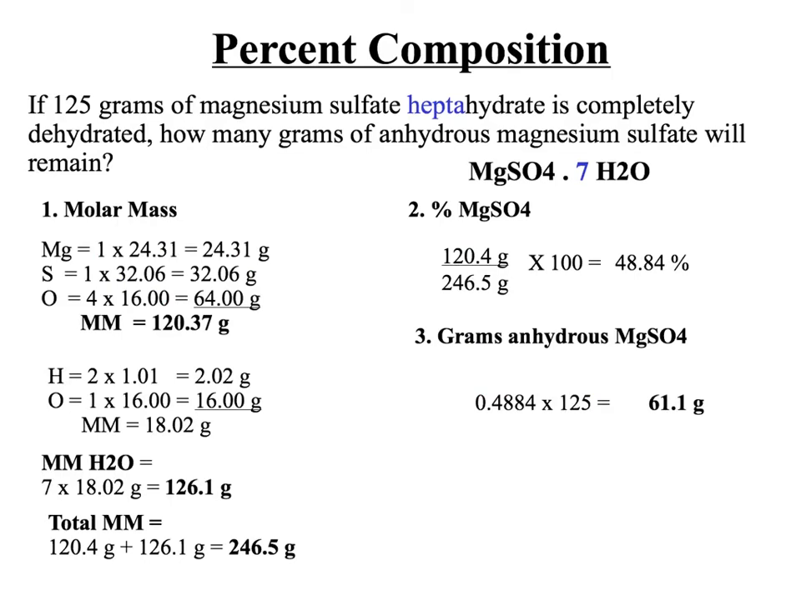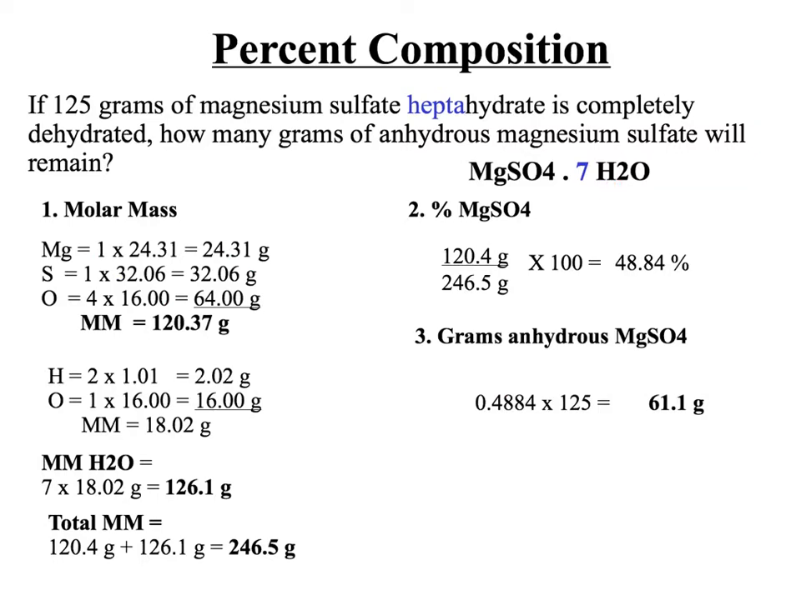A second type of percent composition problem is one that deals with hydrates. Now in this problem we will be looking at magnesium sulfate heptahydrate. Now as we look at this, remember that magnesium has a +2 charge, sulfate has a -2. Crisscross, we get MgSO4. Hepta is for 7, and hydrate stands for water. So we get MgSO4·7H2O.